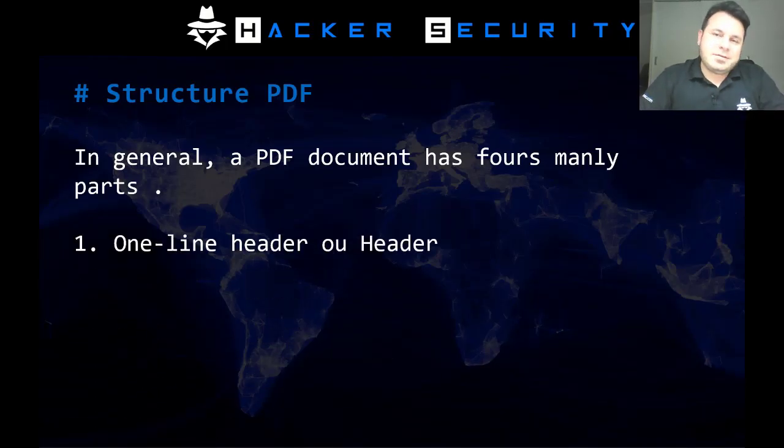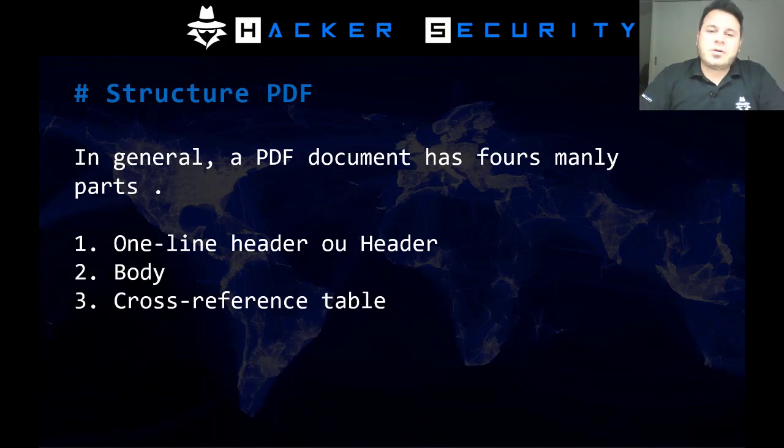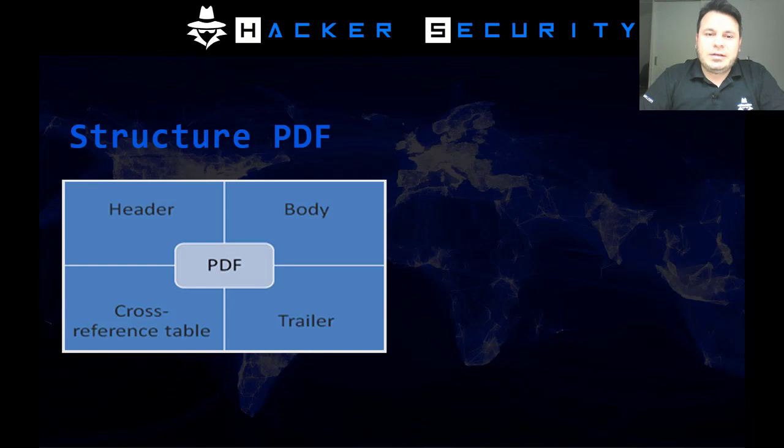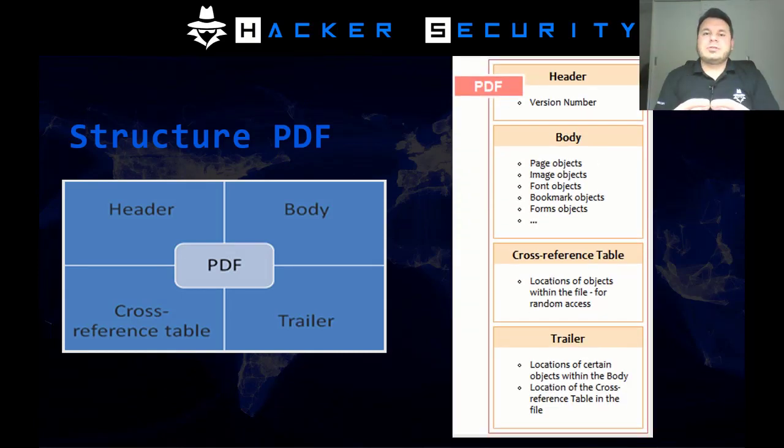The header is basically the same as when you talk about other binaries. You have the header, right? You have the body, you have the cross-reference table, and you have the trailer, right? So here we have all those structures. In the beginning of the file, you have the version number. It's the same information collected by the file command. Do you remember when you execute the file command, you can read actually the magic number? You can find this information.